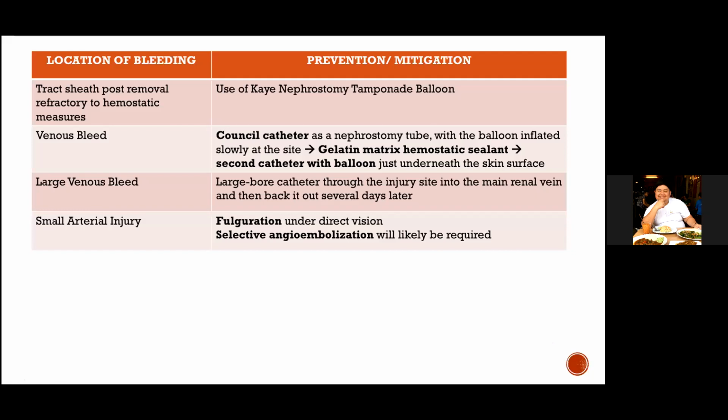For venous bleeds, a Council catheter as a nephrostomy tube could be inserted with the balloon inflated slowly at the site. Then a gelatin matrix hemostatic sealant is instilled, and a second catheter with balloon is inserted just underneath the skin surface to seal the tract. For large venous bleeds, a large bore catheter is placed through the injury site into the main renal vein, and then backed out several days later. For small arterial injury, fulguration under direct vision, which is cauterization under heat, and selective angioembolization will likely be required.